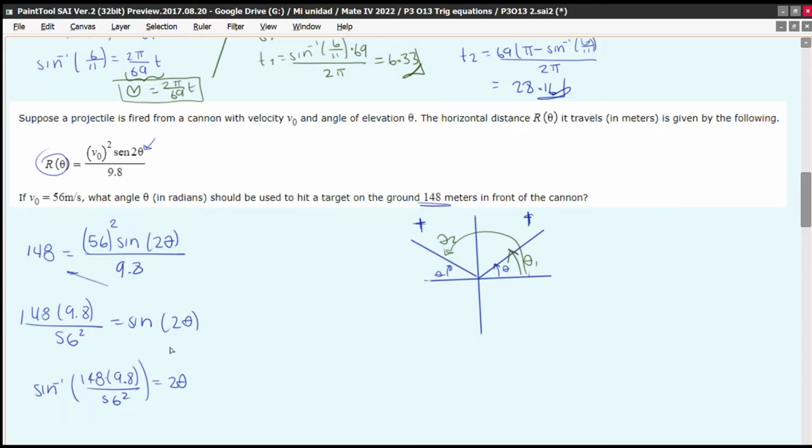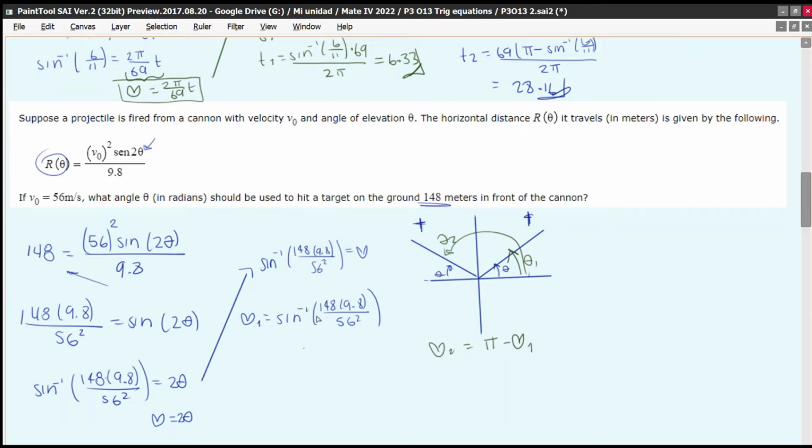But remember, I have a coefficient affecting my variable. So I'm going to apply a change of variable, and I'm going to say heart equals theta. So this expression can be rewritten as sine inverse of 148 times 9.8 over 56 squared equals heart. So my two possible solutions are my first heart, that is the straight up answer, that is just the solution that is going to be given by the calculator in the first quadrant, and the second solution that is given by the second quadrant. And this solution in the second quadrant is half a spin minus the reference angle. Half a spin pi minus the reference angle. The reference angle is our first solution.